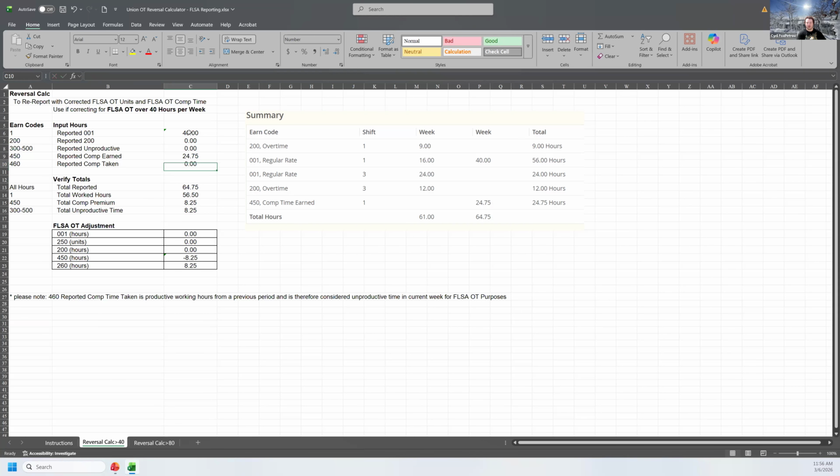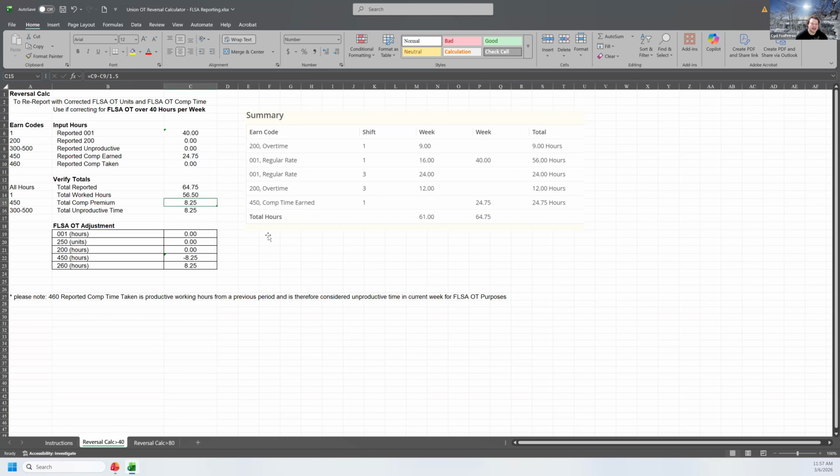The reason I made this calculator was to visualize this reversal and then re-reporting of it, but also to help when we have increments in hours. They're just tougher to deal with, tougher to math out, and we want to get it right. So let's verify. Total reported, 64.75. Check, check. Total hours worked: 24.75 divided by 1.5 to get back to our hourly rate. Okay, so yes, that makes sense.